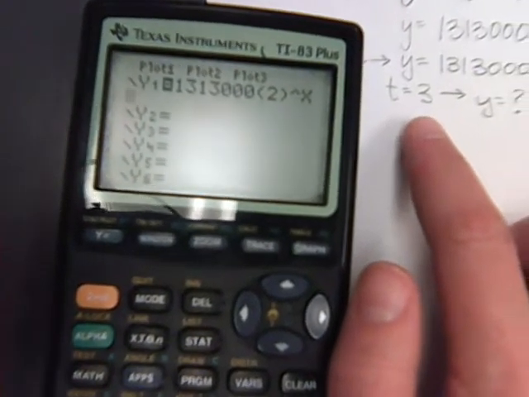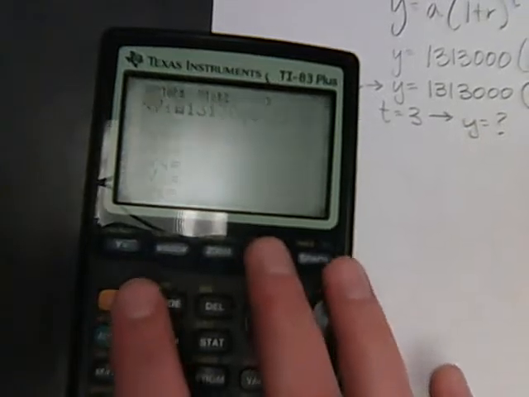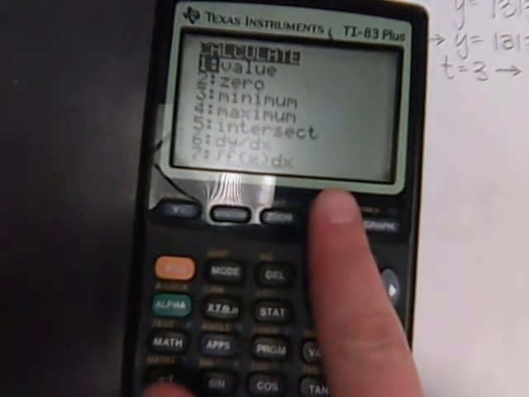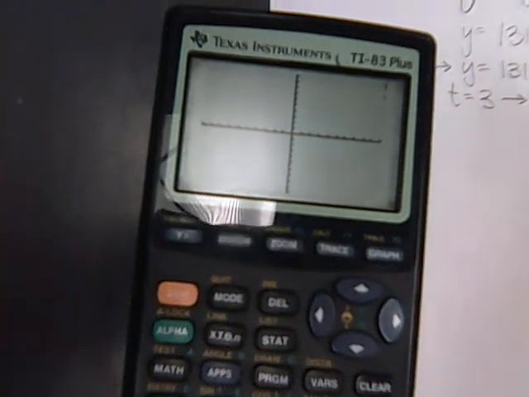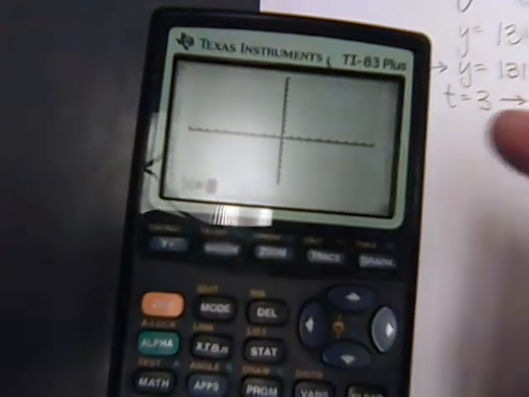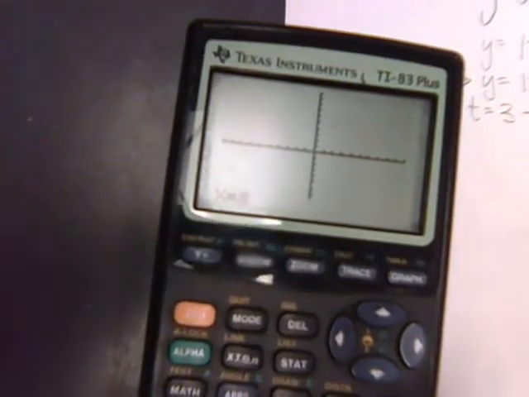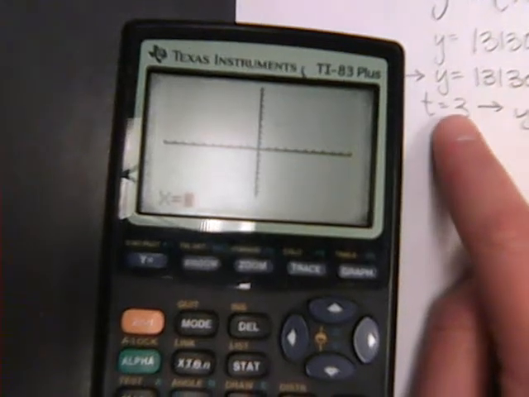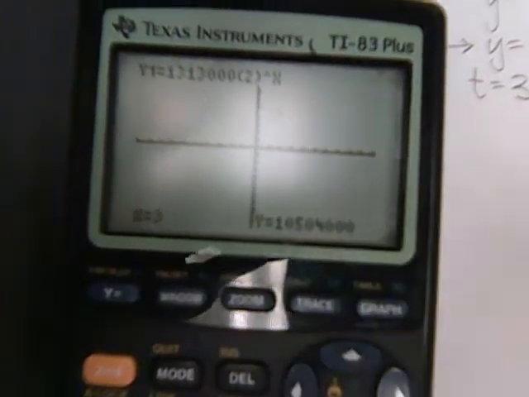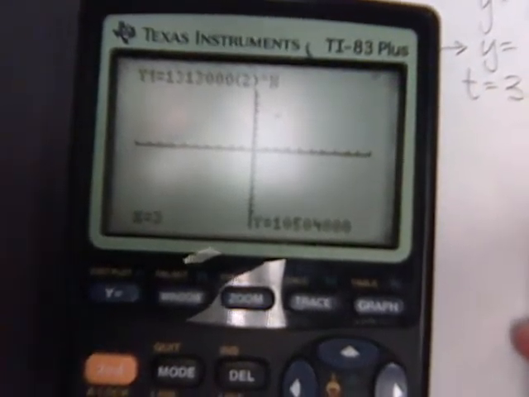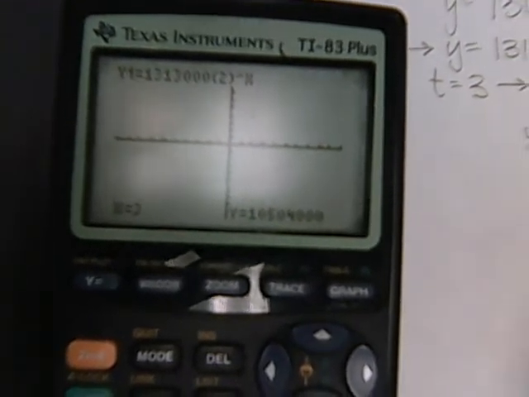Now we are going to actually put this t equals 3 in using my calculator. So we're going to hit second trace. Again, that was second trace. And that gets me to calculate. We want value here. You're probably not going to see anything graph right now, and I'll talk about that later. But you can see that it's now saying x equals, and it's blinking. It wants to know what x is. Remember, we're using 3. So we're going to type in 3, and we get 10,504,000. Remember, this was hosts. Y was hosts.